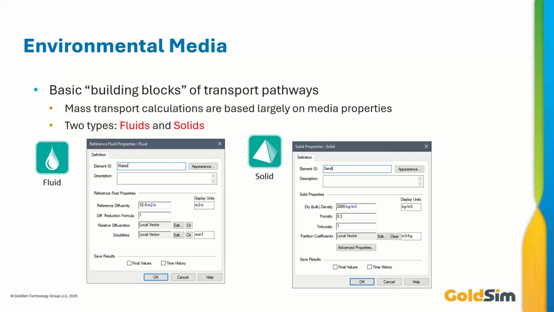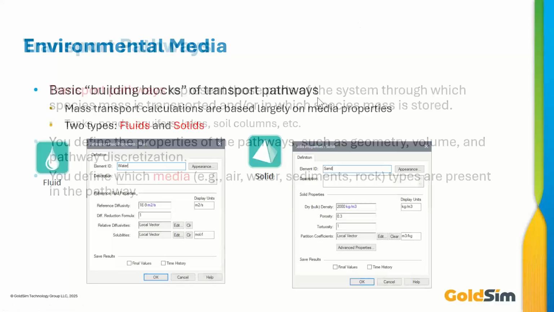But you may have multiple solids. You might have sediments in a pond. You might have soils. You might have different types of rock, different types of aquifer materials, sand, clays. And each one of these has different properties that you're going to have to provide. And those properties are what's going to determine the behavior of the system. They're the key properties. What are the partition coefficients between a solid and a fluid? Are there any solubilities for the species within the fluid? So we're going to have to provide that information to GoldSim.